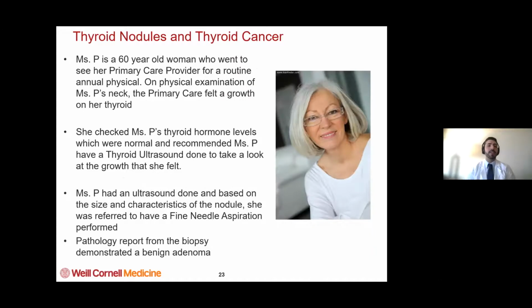So getting back to our patient, Ms. P had an ultrasound done, and based on the size and characteristics of the nodule, her provider recommended that she undergo a fine needle aspiration, and then the pathology from that biopsy showed a benign adenoma, and no further action was needed for Ms. P.